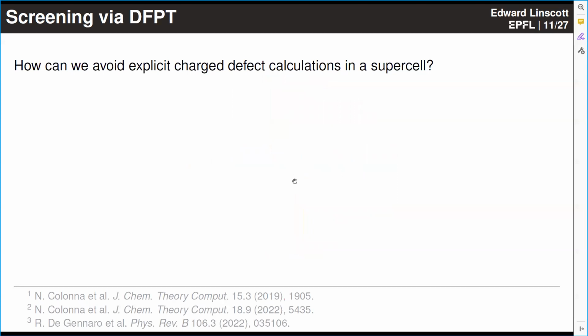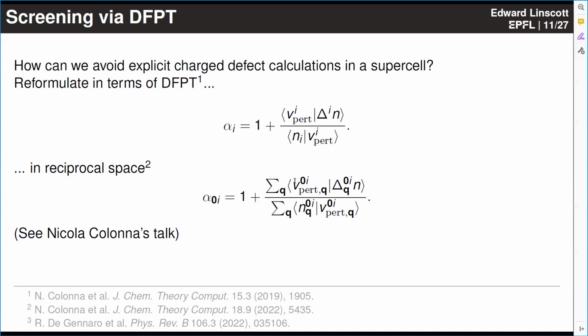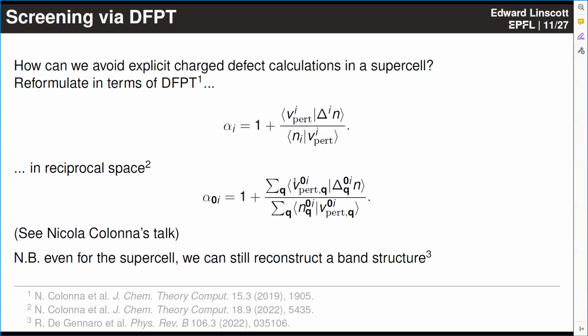So we would like, in principle, to avoid these explicit charge defect calculations in a supercell. And this is going to be the subject of Nicola's talk: you can reformulate this problem in terms of density functional perturbation theory, and you can do all of this in reciprocal space, so that you can take advantage of all the machinery of Fourier transforms. But note, even for the supercell, we can perform these supercell calculations only at gamma and then reconstruct a band structure. So the computational cost of doing this supercell isn't entirely wasted.